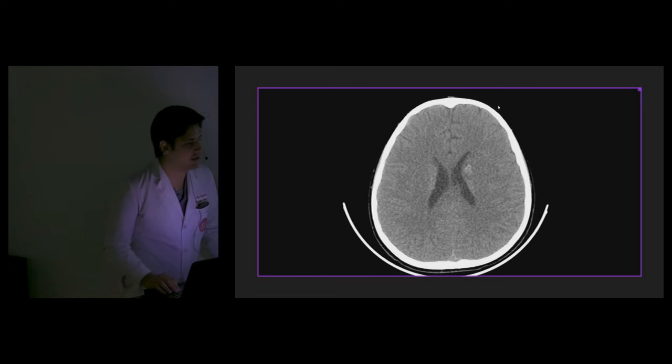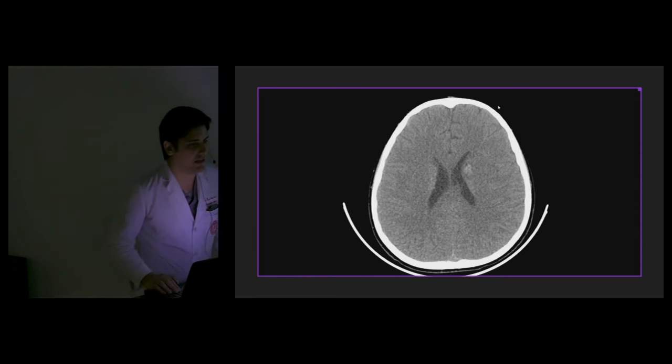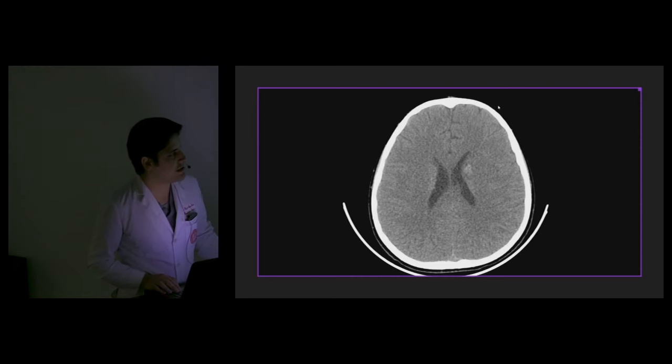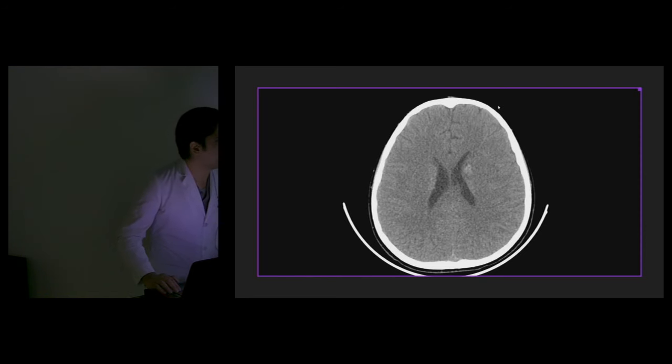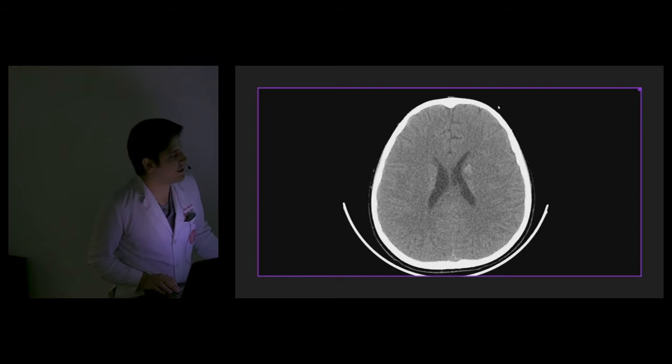This was the CT scan that was ordered here in our hospital. It was a non-contrast CT scan, and we saw this lesion on the basal ganglia and almost the other lesions. The patient still deteriorated, and he was brought to the ICU department.